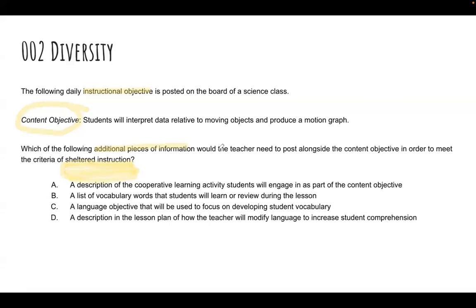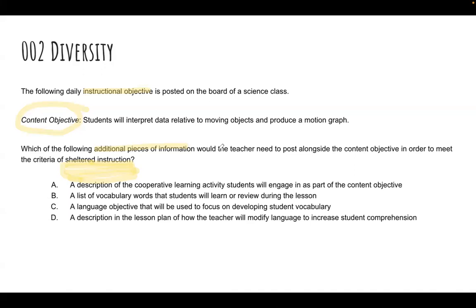So let's take a look at these answer choices. A, a description of the cooperative learning activities students will engage in as part of the content objective. B, a list of vocabulary words that students will learn or review during the lesson. C, a language objective that will be used to focus on developing student vocabulary. D, a description in the lesson plan of how the teacher will modify language to increase student comprehension. Now, let us again utilize process of elimination to get to the correct answer.